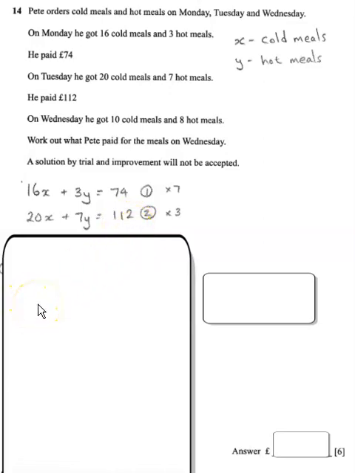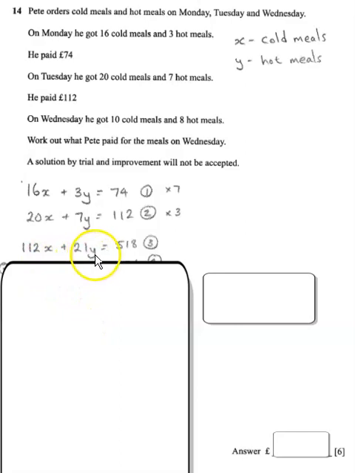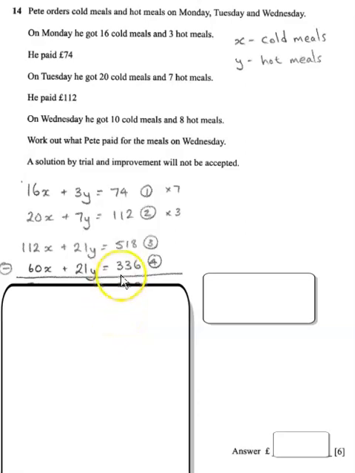Now, the first thing we need to do is find out whether we need to get rid of the X or the Y. For this one, I'm getting rid of the Y's first. So to do that, we have to times the first equation by 7, so that gets 21Y, and then we times the second equation by 3, which means the Y would become 21Y as well. So we can see here, we have 112X plus 21Y equals 518, and that now becomes equation 3. And then we have 60X plus 21Y equals 336.